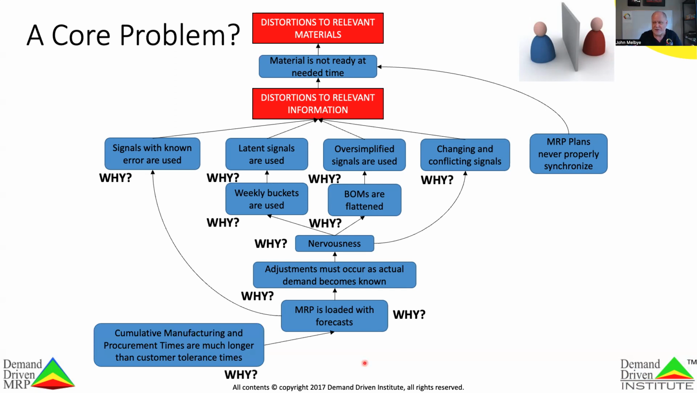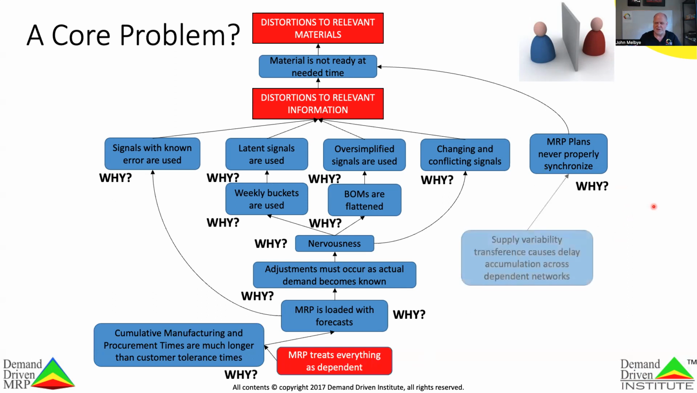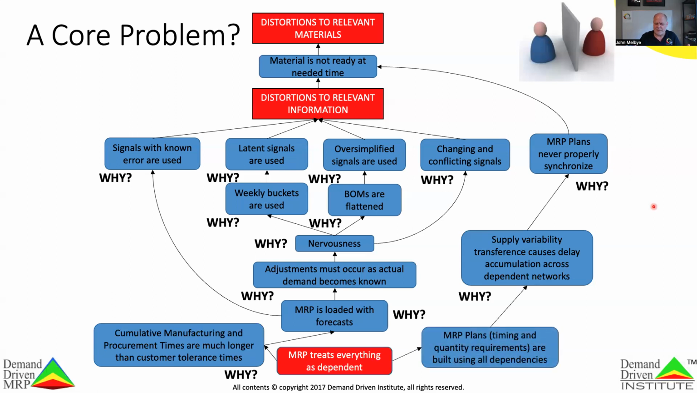So up until now, it hasn't been wrong to do this. This was the only tool we had. And why is this? Because MRP treats everything as dependent. Everything is connected to everything else. Now, let's go up and answer this question: why are MRP plans never properly synchronized? Because supply variability transference causes delay accumulation across the dependent networks. And delays accumulate, gains do not. Why do we have that accumulation and that delay? Because MRP plans, the timing and the quantity, are all built using dependencies.